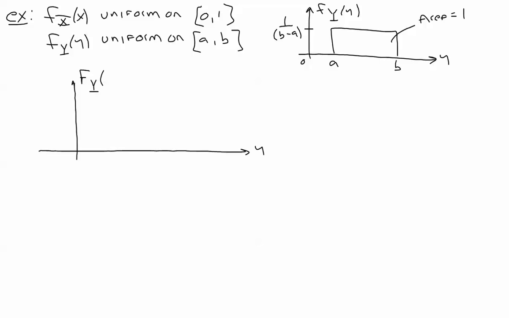The cumulative distribution function for y will increase linearly from A to B, from 0 up to 1. So above b, my cumulative distribution function will be exactly 1, and it will increase linearly from a to b. And then it'll be 0 for y less than a.